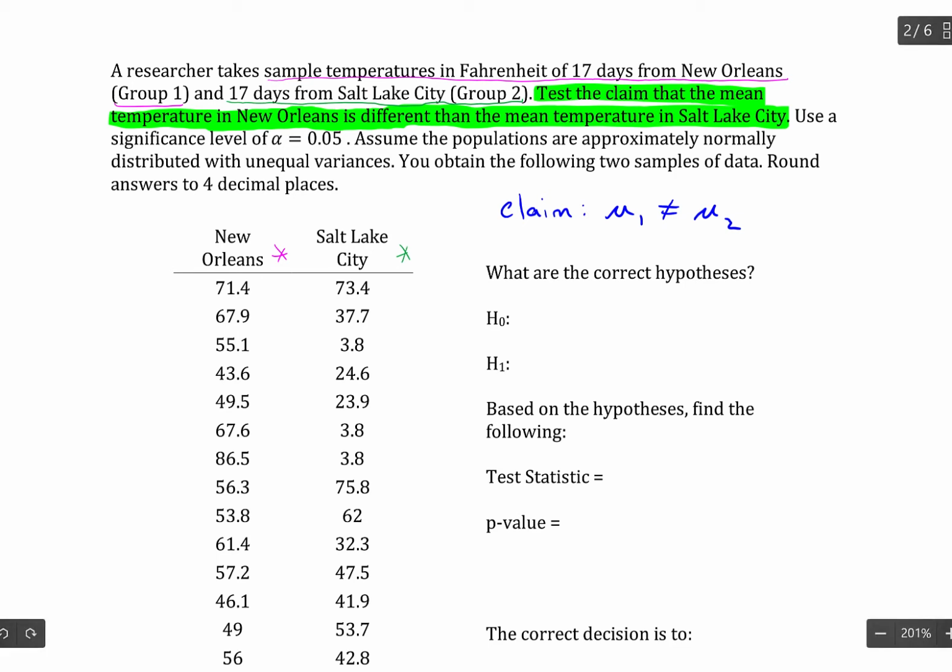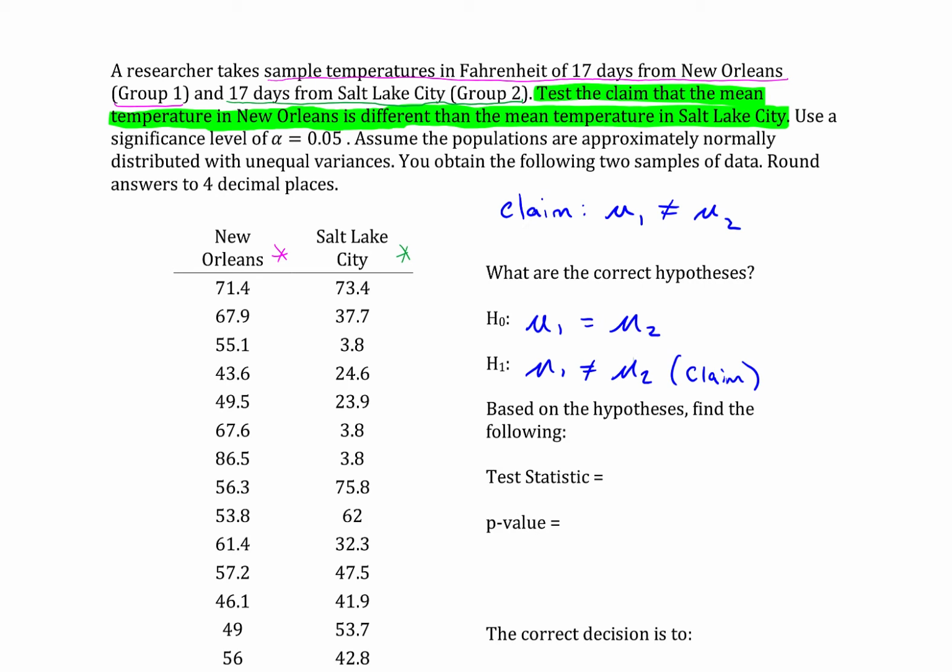But we can take our claim at this point and create a hypothesis from it. And the claim has no statement of equality, so that means it will be placed in the alternative hypothesis. If it had a statement of equality, we would put that in the null. I'll go ahead and mark that was my claim and put the complement to that in the null hypothesis.